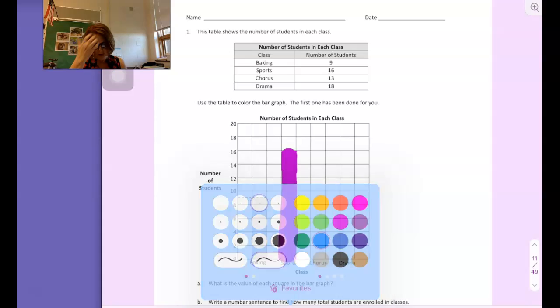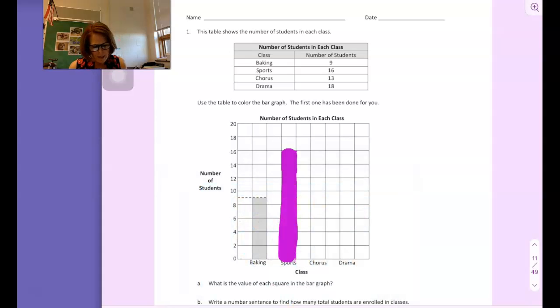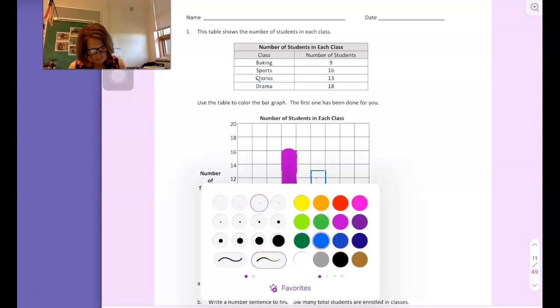I'm going to change my color to blue. We're going to come over here to chorus. And for chorus, I see that there are 13, so I'm going to go up here to 12, and since it's 13, I'm going to go halfway between 12 and 14. And let's shade that in.